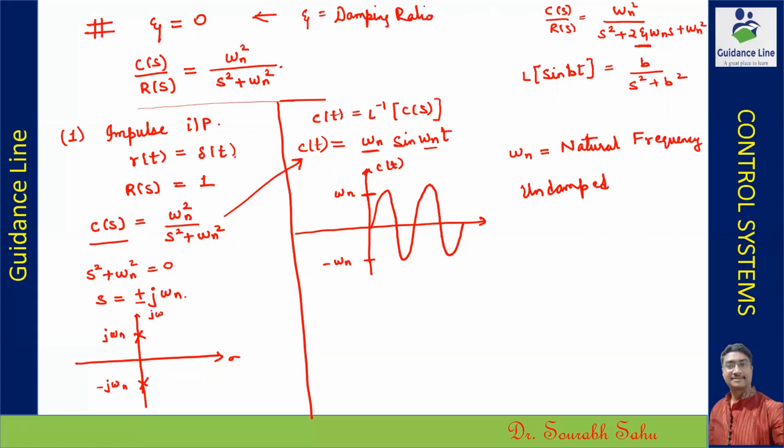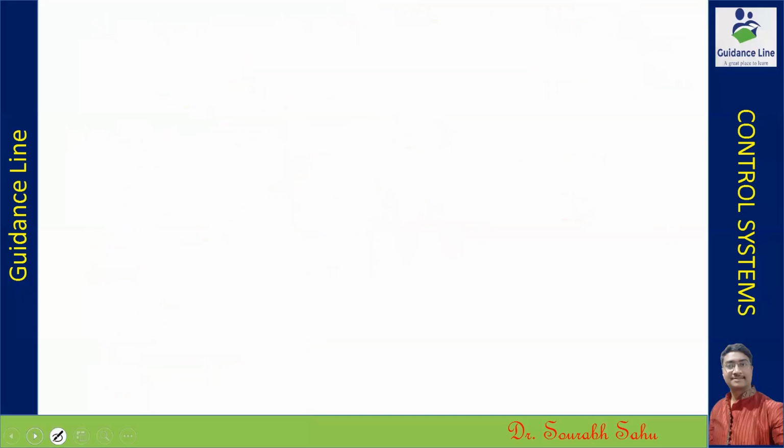Okay, and since over here we have a sustained oscillation, that's why we call it an undamped system. So next, let us suppose zeta equals 0, and I am considering the next input, which is a step input. Okay, unit step input I am considering.